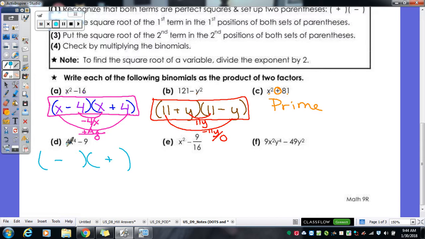So how would we break up the 4x to the 4th? 2x squared and 2x squared. I heard a few people say that. That's awesome. And then the 9? 3 and 3. So again, our check, we would have a negative 6x squared, positive 6x squared, 0. That's how we know we did it correctly.